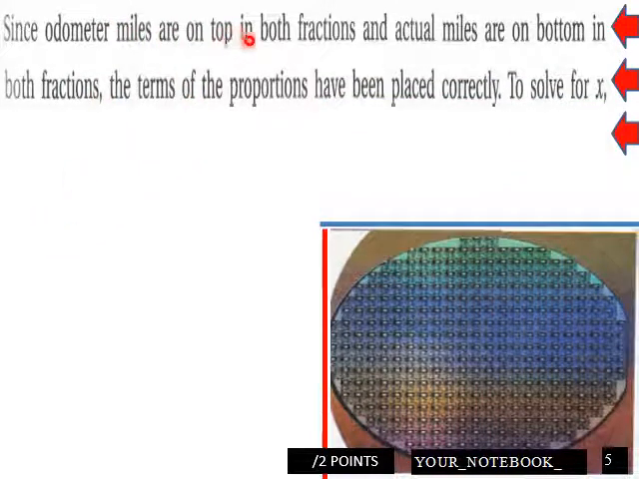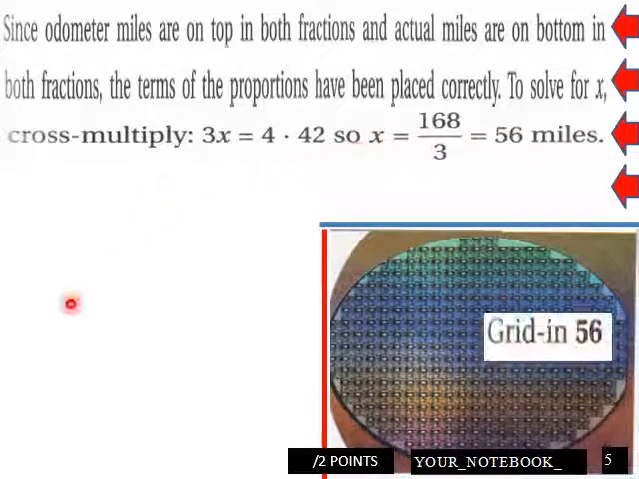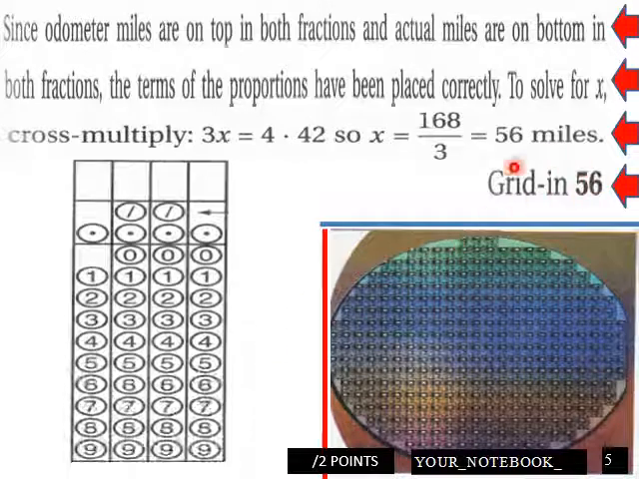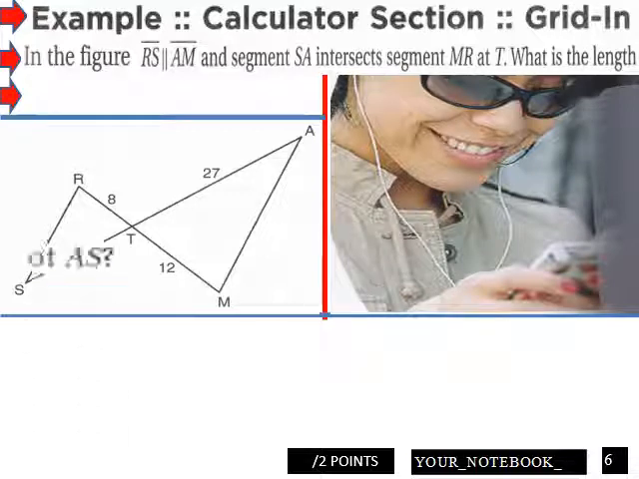So since odometer miles are on top in both fractions and actual miles are on the bottom, we come up with this through cross multiplication, and then we come up with x equals 168 over 3, which equals 56 miles. Grid in 56, which would be 5, 6.